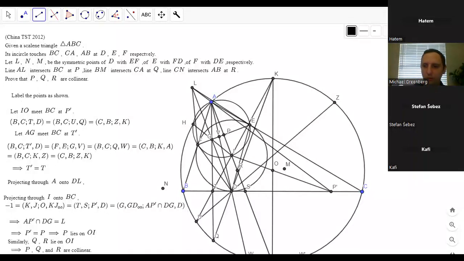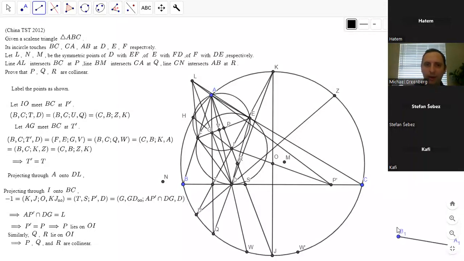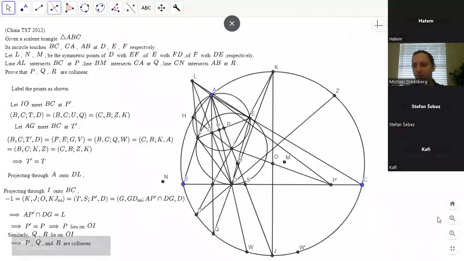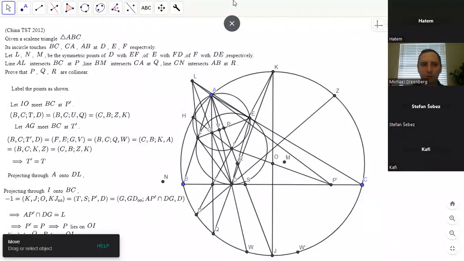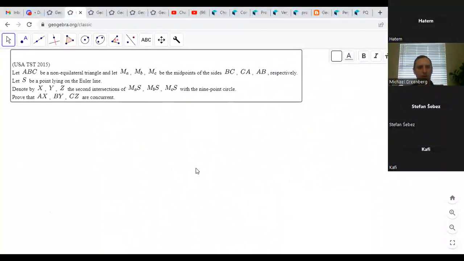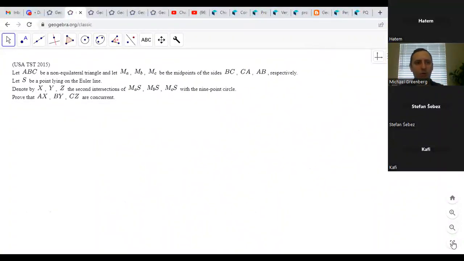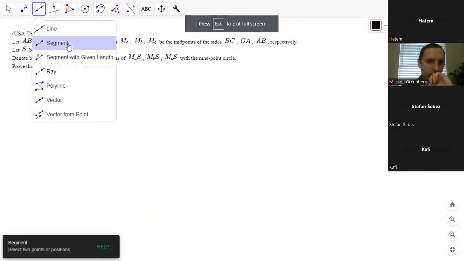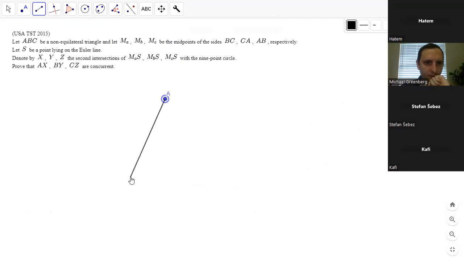Lenardi, I think he just put a problem in the chat. I'm going to first do one other problem, but then I might get to that later. So this one was from the team selection test.